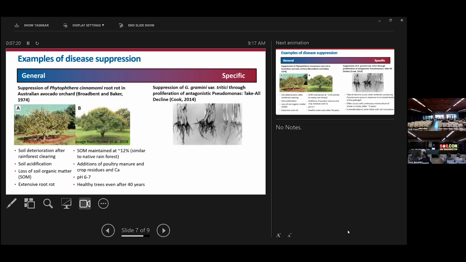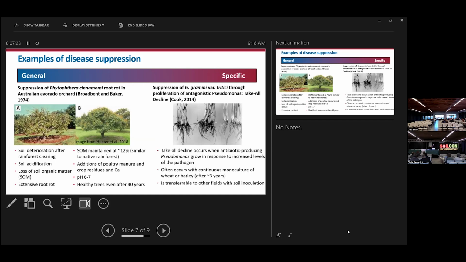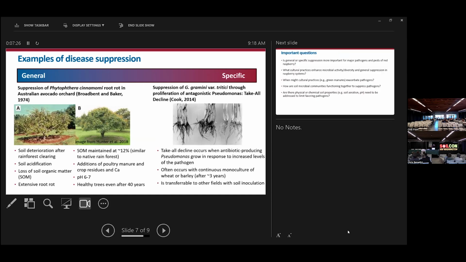On the other side of things, on the specific side, a classic example is take-all disease, which happens in wheat. And there's been shown to be what's called take-all decline occurring with continuous monoculture of wheat or barley, because antibiotic-producing Pseudomonas grow in response to increased levels of the pathogen. And it's something that has been shown to be transferable between fields, meaning you could take a little bit of soil from a suppressive field, move it to another field, and then see that there's suppression forming in that other field. So again, these are two examples on either end of this spectrum.